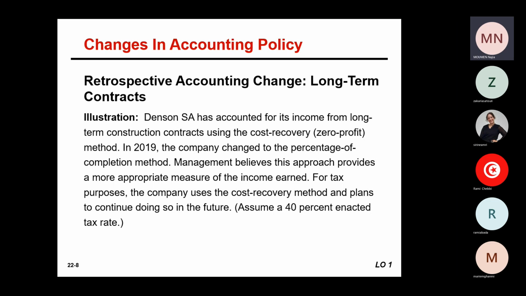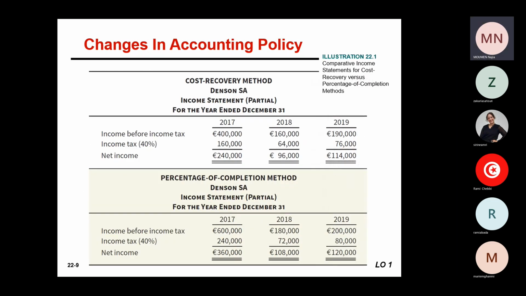For tax purposes, it says the company uses the cost recovery method and plans to continue doing so in the future. Here we're talking about 40% enacted tax rates. So the business uses the cost recovery method in accounting for its revenues from long-term construction. Now they decided to change for financial reporting purposes to the percentage of completion method, but they kept the cost recovery for tax reports. So that's not a big issue here.